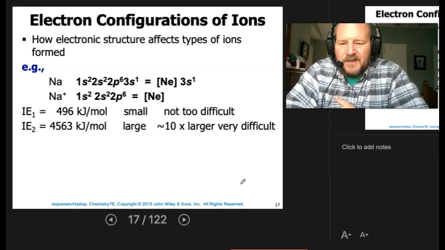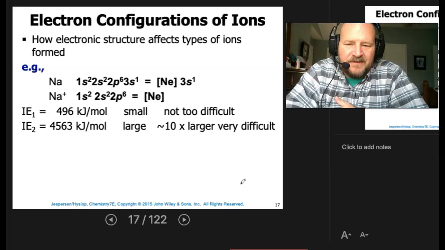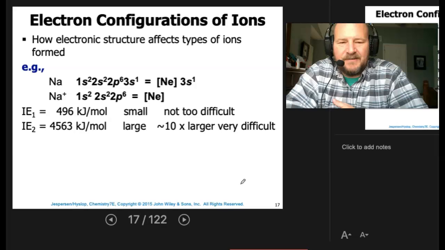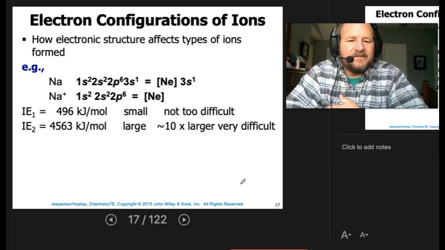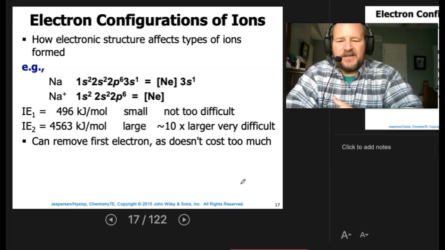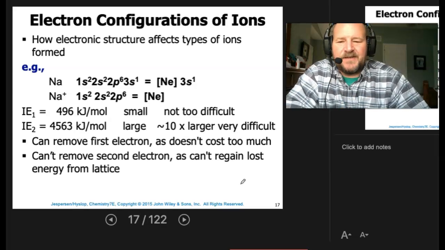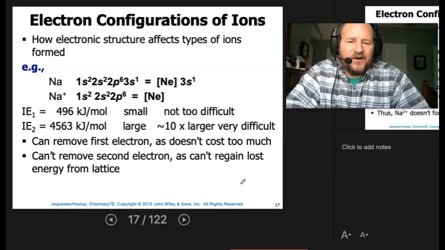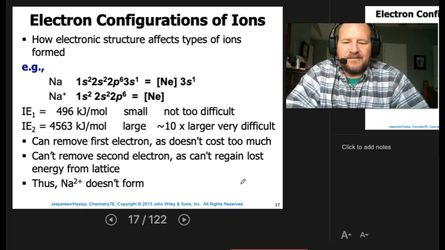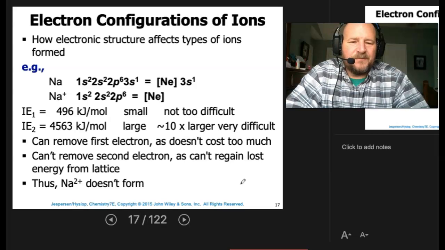Now, to get sodium to turn to +2, look at that increase there, 4,000. We went from 500 to 4,500, right? 9 times. So that's large. I'm even saying 10 times larger of an effect. So removing the first electron doesn't cost us too much. That can be done. Can't remove that second electron though, as I can't regain lost energy from lattice. So in other words, in order to get that electron out, it's hard to break the lattice apart. And so therefore Na2+ won't form.